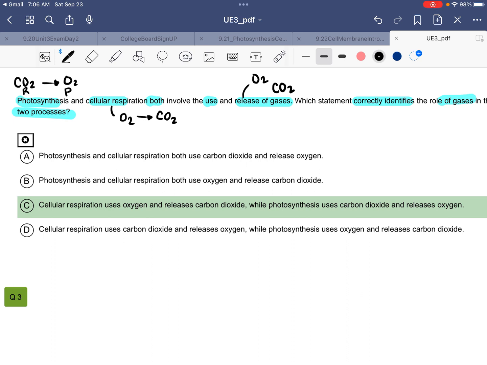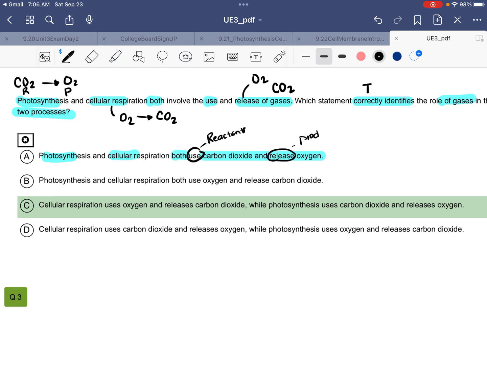So again, we're looking for a statement that correctly identifies it. That means it is a true statement about the gases. So photosynthesis and cellular respiration both use carbon dioxide and release oxygen. So when it says use, it means they are reactants. And release means they are products.